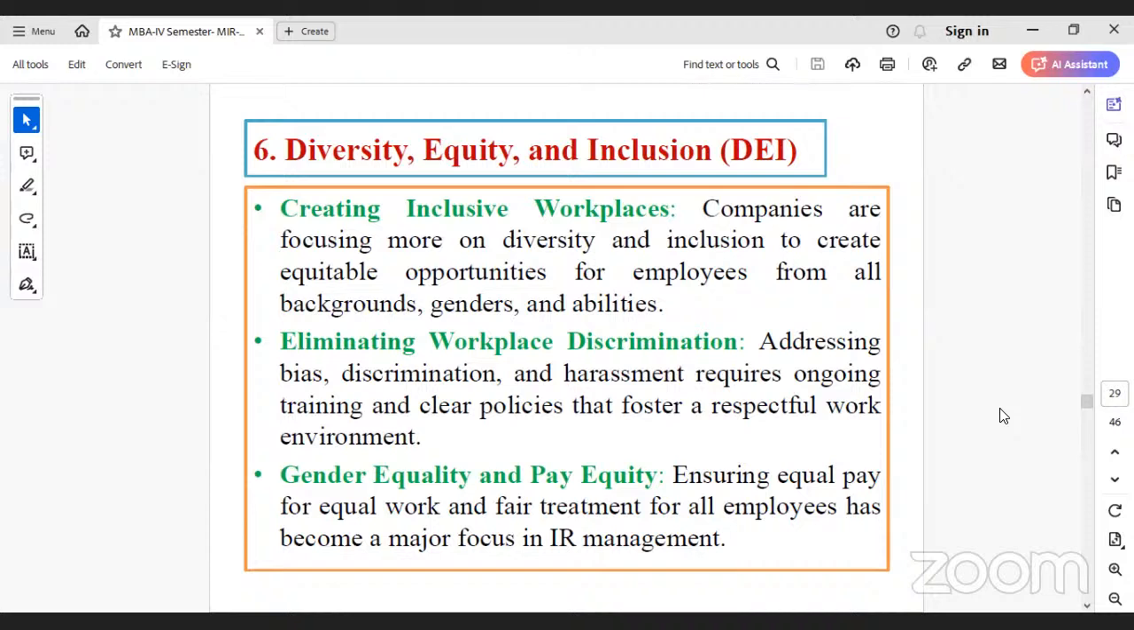And eliminating workplace discrimination and gender equality, pay protection: ensuring equal pay for equal work and fair treatment for all employees has become a major focus in industrial relations management. So employees should always think that I'm also equal to my fellow employee.